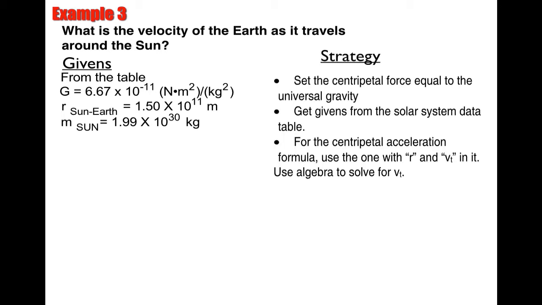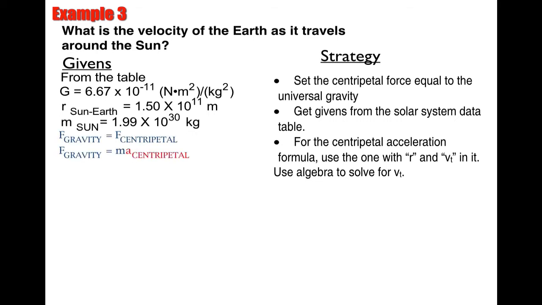I'm going to set the centripetal force equal to universal gravity, because I know that because it's going in a circle, there's a centripetal force, and the source of the force is universal gravity. I'm going to get the givens from the solar system data table that I already have on the left, and for the centripetal acceleration formula, I'm going to use the one with r and the velocity in it, and I'm going to use algebra to solve for the velocity. Now I know I'm going to use the velocity because it asks me about the velocity, and r is in my list of givens, and that's always going to be in our table.